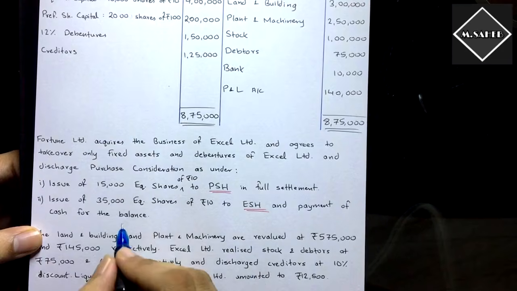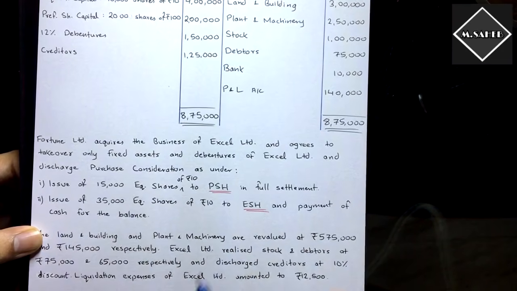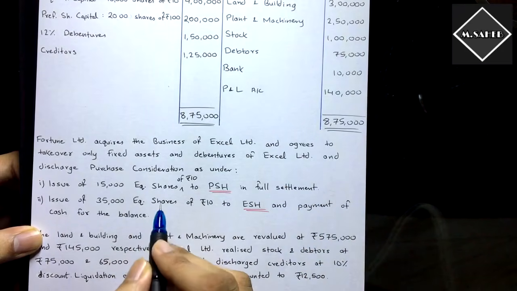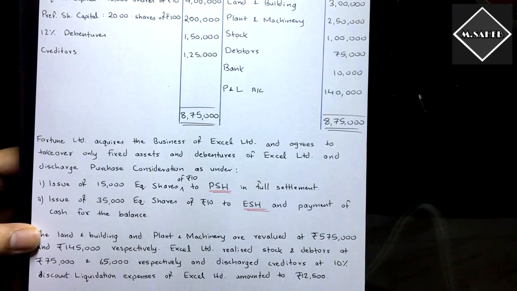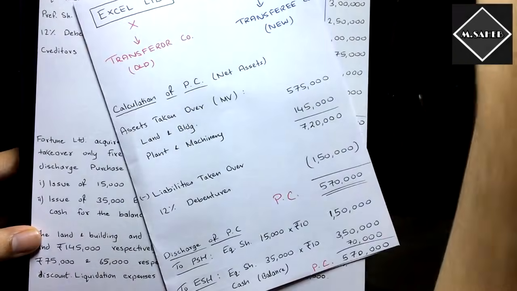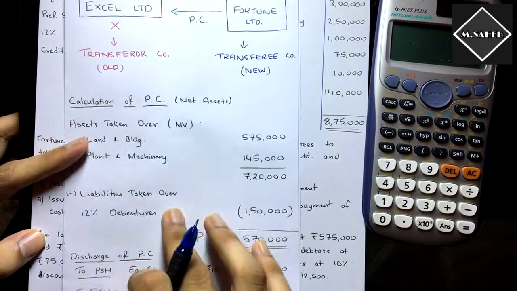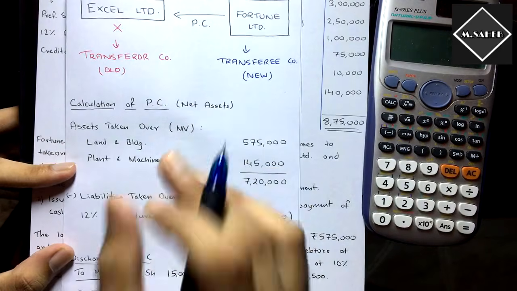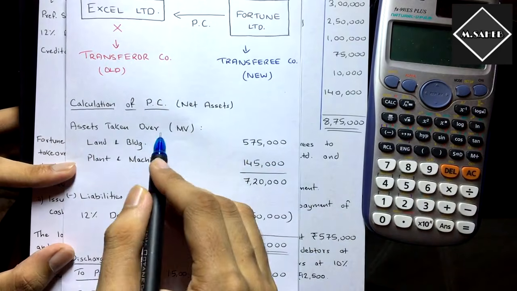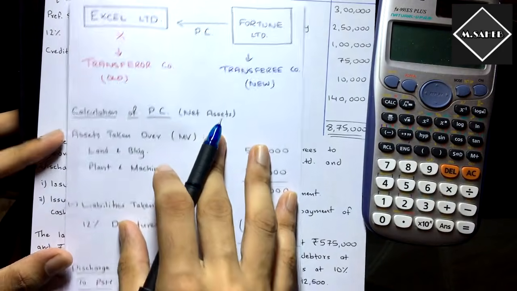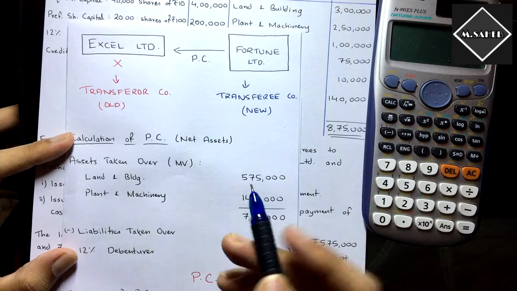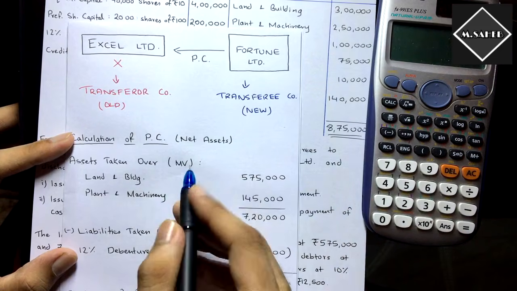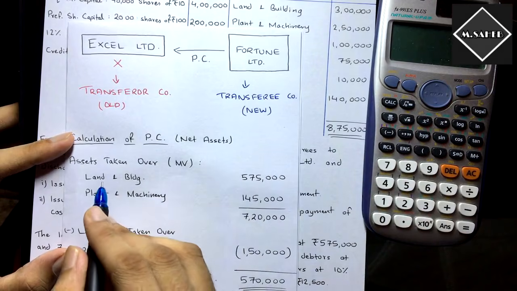So whenever they say balance in cash, immediately you should commit to your mind, you should understand that this is purchase consideration with the net asset method. You have to calculate purchase consideration through the net asset method. So let's do that. See here, it's very simple. Calculation of PC net asset method. What do we do? We take all the assets that are taken over by the company, by the transferee company, Fortune Limited. And here we take assets at market value or the agreed value. But if agreed value or market value is not given, then we take book value as the agreed value, and then we go ahead, right?